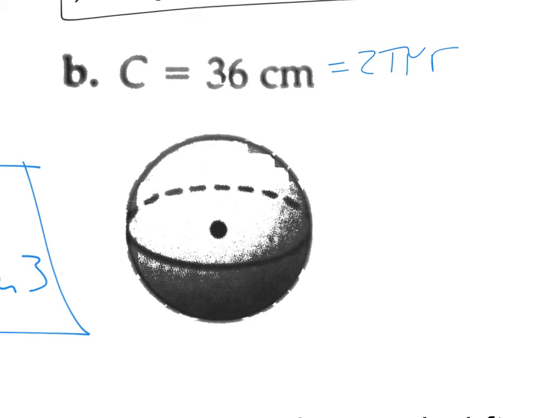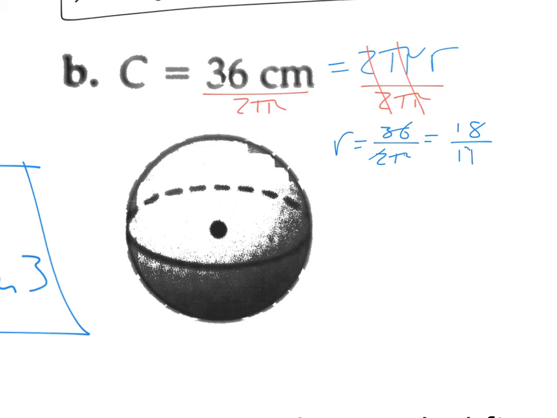Well, if I wanted to find just the radius, then I'd have to divide both sides by 2 pi. And so now I have the radius is equal to 36 over 2 pi. And I could take a 2 out of both of those, leaving me with 18 over pi for my radius. Okay, this is where it can get a little funky, especially if you want to put it in exact terms.